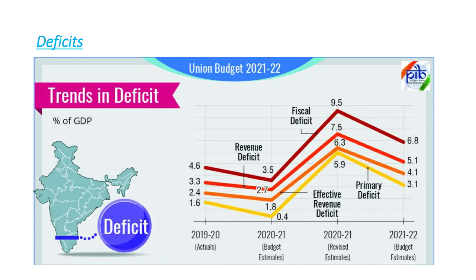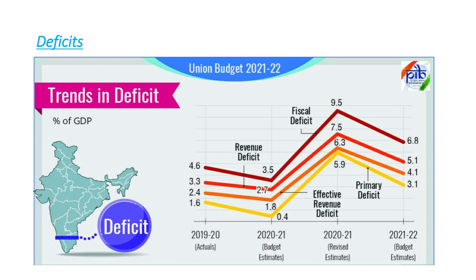So the third one is trends in deficits. This graph shows us the trends of deficit over the period of different financial years. The deficit is basically classified into four parts. Deficit may be in terms of fiscal deficit, revenue deficit, effective revenue deficit, and primary deficit.